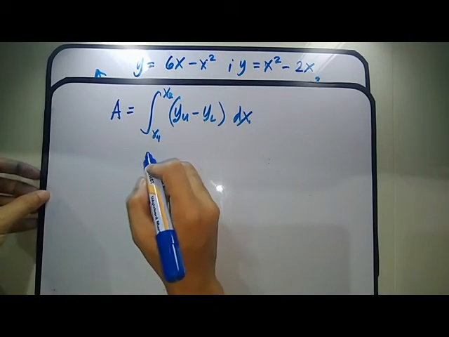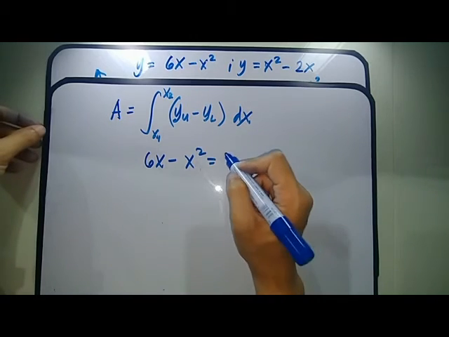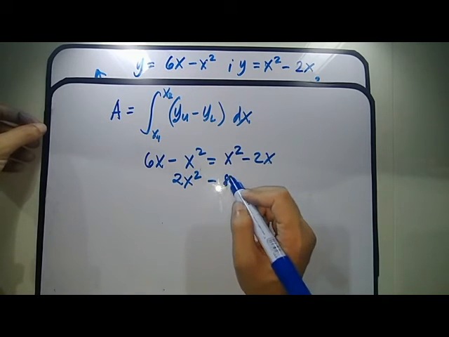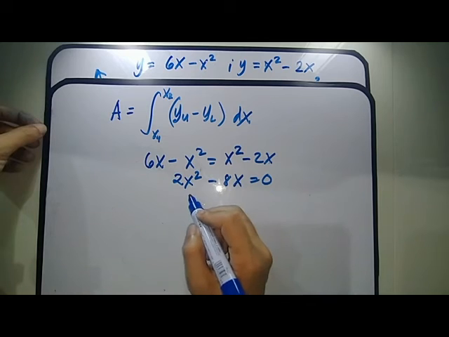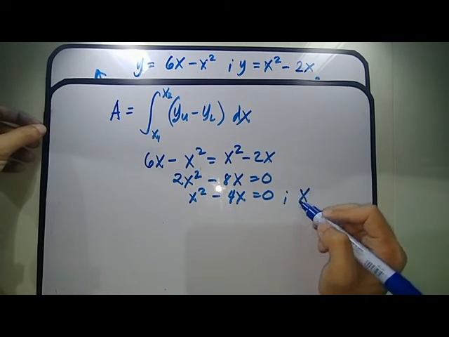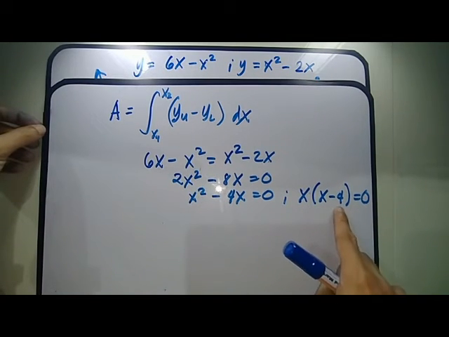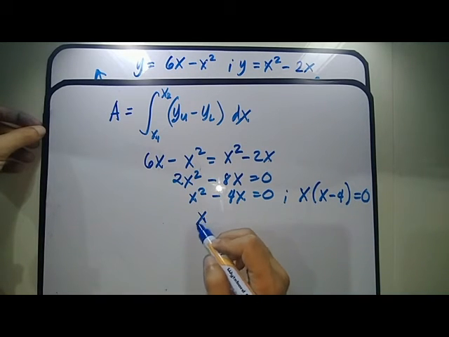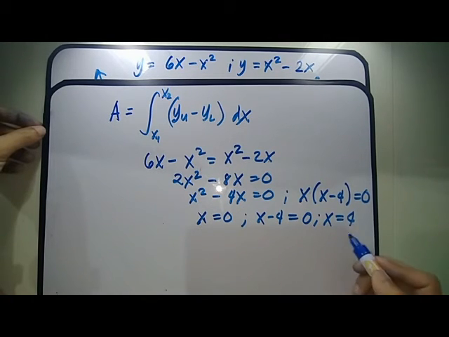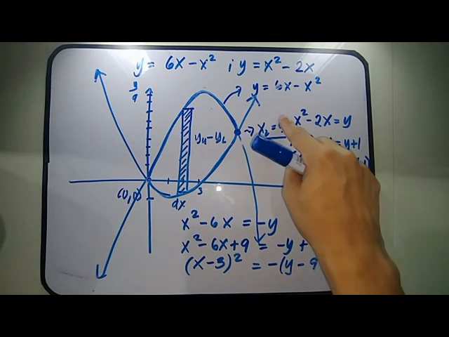So if y is equal to 6x minus x squared, therefore 6x minus x squared is equal to also y on the other curve. So that is x squared minus 2x. So you have here 2x squared minus 8x equals 0. And divide 2 to both sides, simplifying, we have x squared minus 4x equals 0. Then we factor out x, it's a common factor. So x times the quantity x minus 4 equals 0. So here, we have two roots. X is 0 and x is equal to 4. So x minus 4 equals 0. Therefore, x is equal to 4. So 4 is the other intersection. So x sub 2 is equal to 4. X sub 1 is 0.